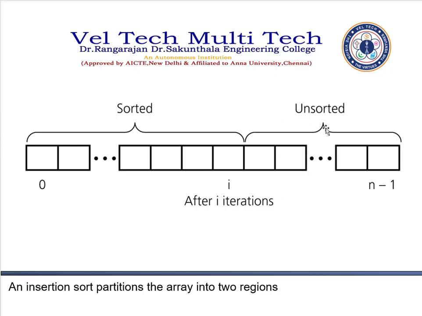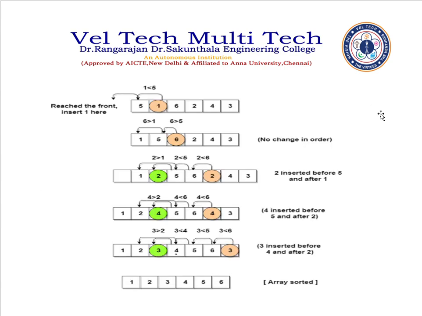So I'll repeat. The total number of elements is divided into two: sorted array and unsorted array. Our task is to take each and every element from the unsorted array and place it in the sorted array in its correct position. So this is how insertion sort works, and an example has been given to us. As we all know, the algorithm works in the following way.